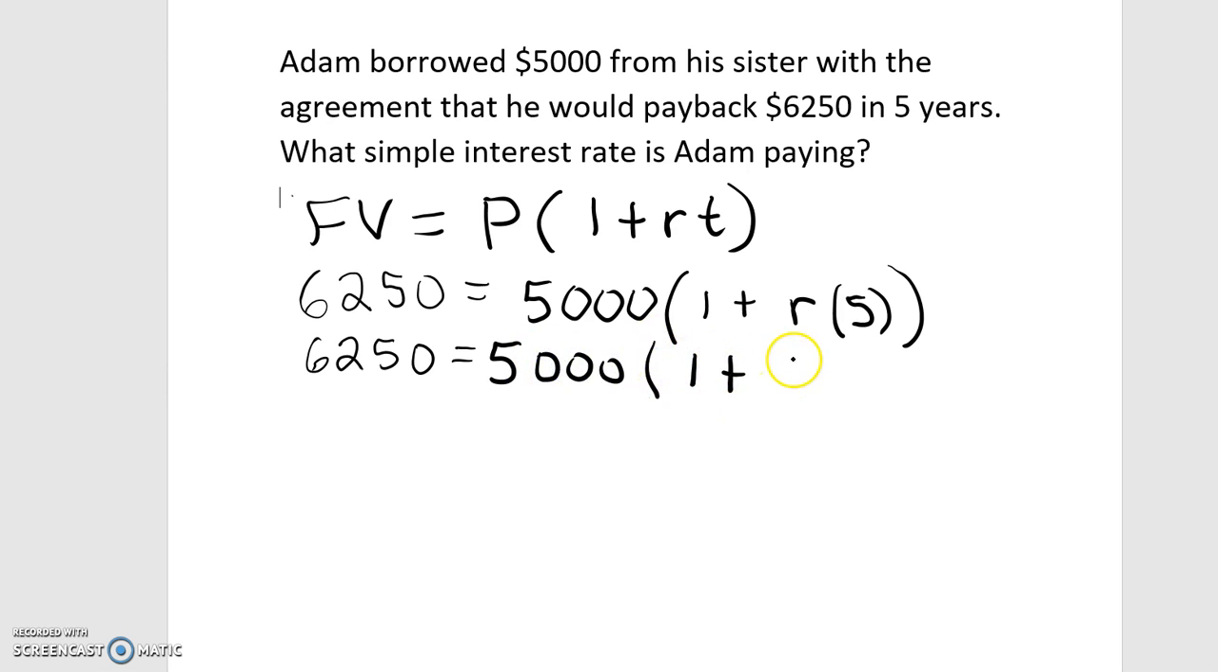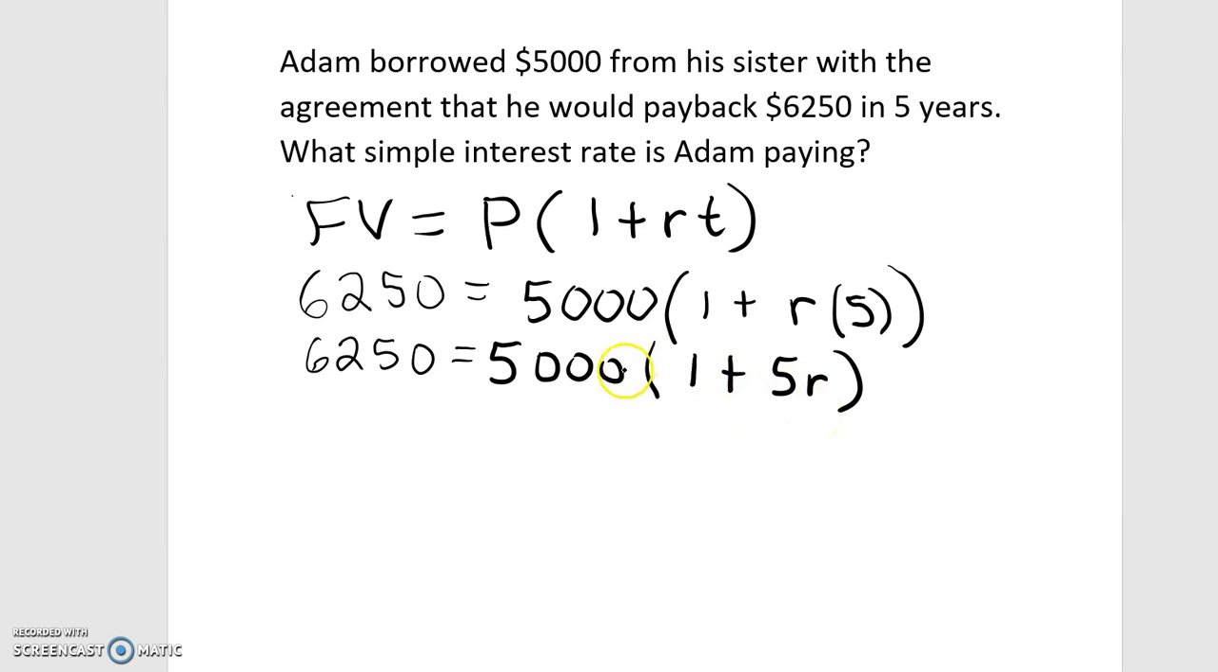$6,250 equals 5,000 times 1 plus 5R. Since we're doing R times 5, the way that we would typically write that is 5R. Now, a lot of people are tempted at this point to go ahead and add what is inside the parentheses, but remember that we cannot do this since 1 does not have the R and the 5R does. Therefore, they are not like terms and they cannot be combined.